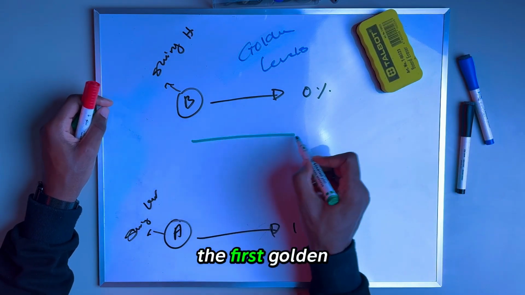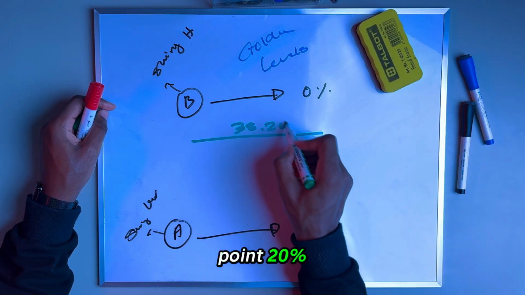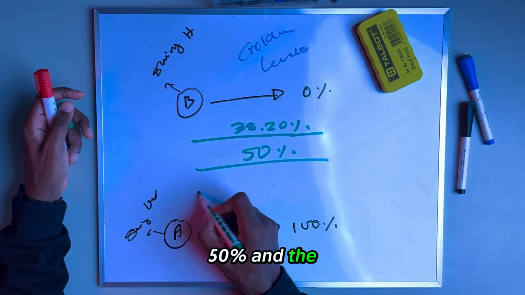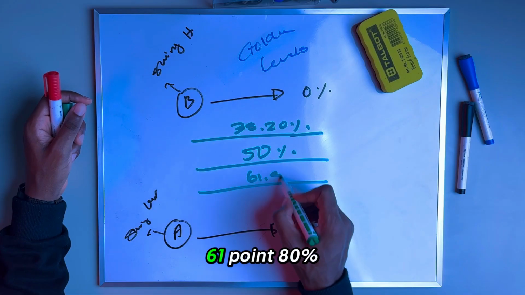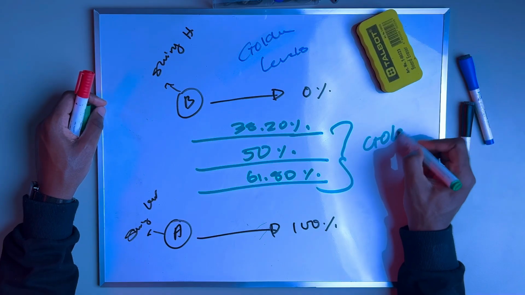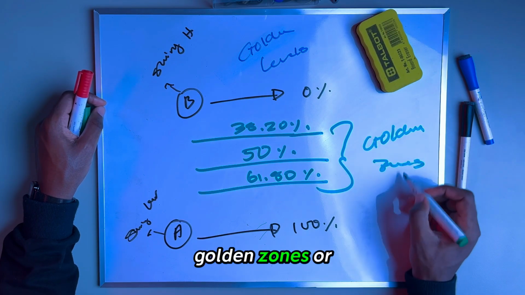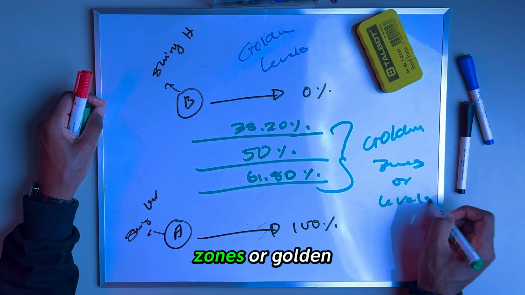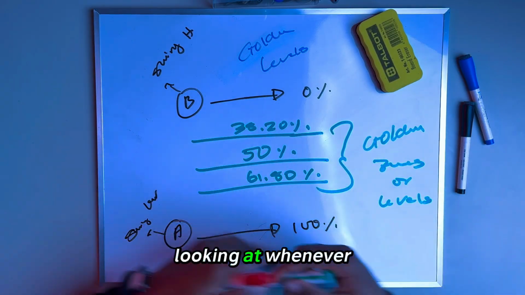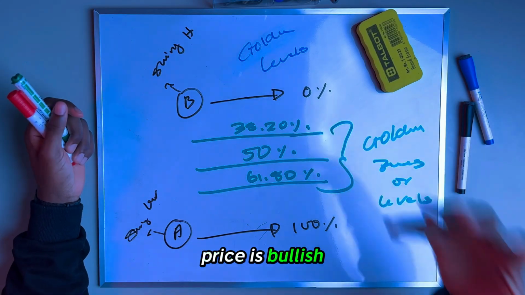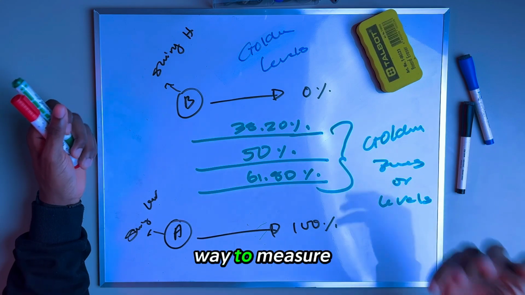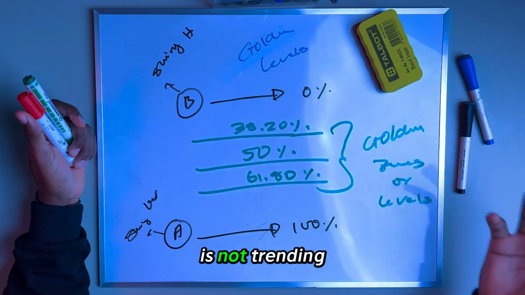The first golden zone is 38.20%, the second golden zone is 50%, and the last one is 61.80%. And these are what we call golden zones or levels. You can call it golden zones or golden levels. So these are the levels that we're going to be monitoring whenever price is bullish or bearish. If price is channeling or consolidating, there is no way to measure anything because price is not trending.